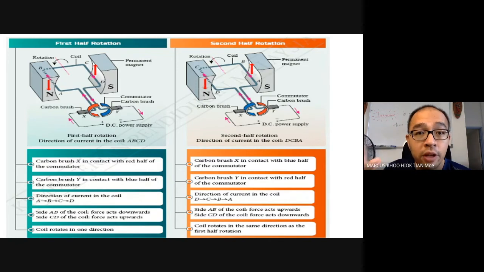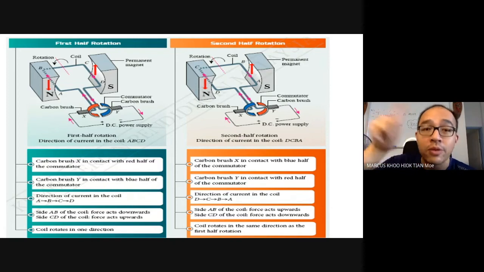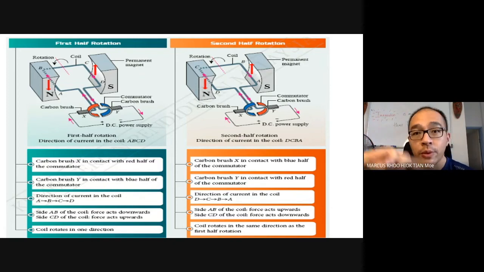If we don't have the commutator, what's going to happen is the coil is going to go back and forth, which is totally pointless because we want the motor to spin one way. We don't want it to go back and forth. Not good. Okay, so that's the point of the commutator, to ensure that the current flows in one direction only.